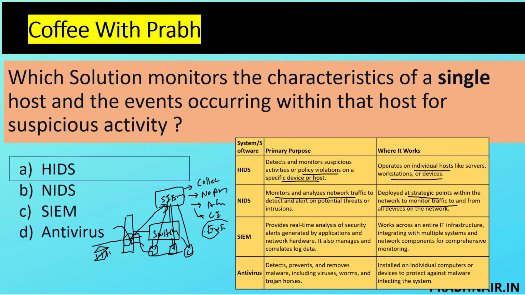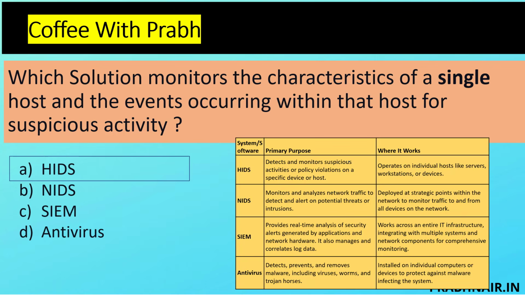SIEM is more like a detective solution on the enterprise level. SIEM provides real-time analysis of security alerts generated by applications, network, hardware, and so on, working across the entire IT infrastructure and integrating with multiple systems. On the other side, antivirus detects, prevents, and removes malware, including viruses and worms, installed on the individual computer to protect against malware only. So for detecting activities on the host, we use the HIDS.